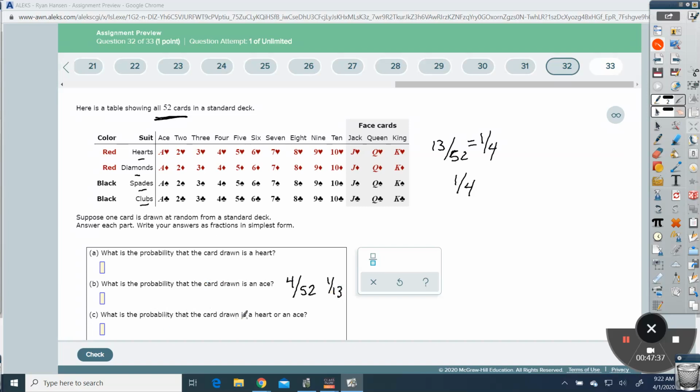What is the probability that the card drawn is a heart or an ace? Now there's 4 aces and there's 13 hearts, but you cannot go 4 plus 13. Some of you are saying, well, why not? You just said there's 4 and 13, but that means this one got counted twice. It got counted as an ace and a heart. So there's really only 1, 2, 3, 4, 5, 6, 7, 8, 9, 10, 11, 12, 13, 14, 15, 16 cards. Make sure you don't count cards twice. So there's really only 16 cards out of 52. So now we reduce that and divide them by 4. So 4 out of 13.